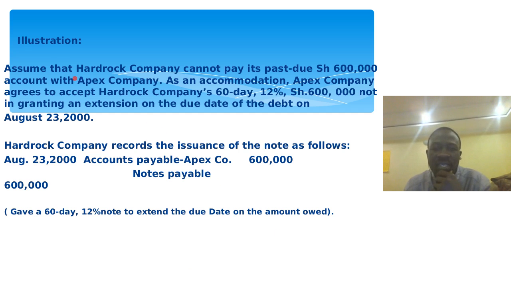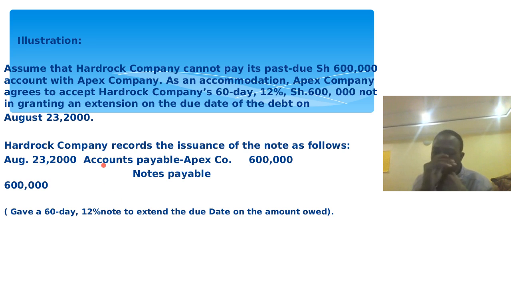For an illustration, assume that Hard Rock Company cannot pay its past due account of 600,000 shillings with the Apex Company. As an accommodation, Apex Company agrees to accept Hard Rock Company's 60-day, 12% note for the amount, granting an extension on the due date of the debt on August 23rd, 2000.